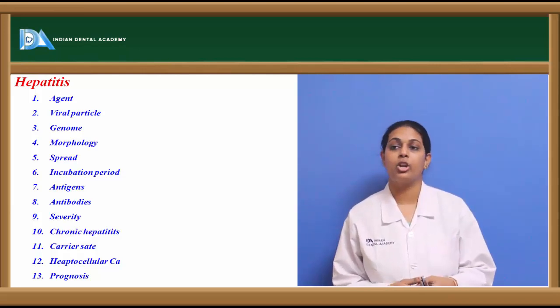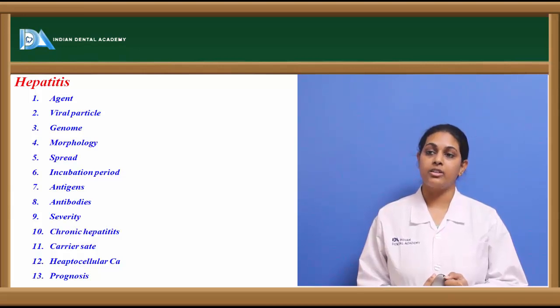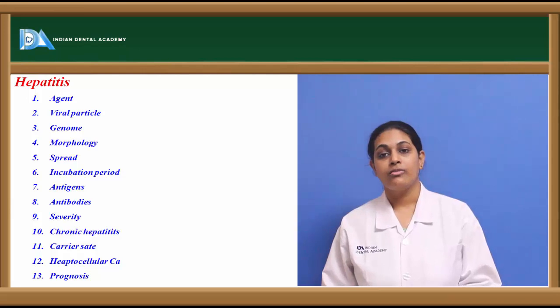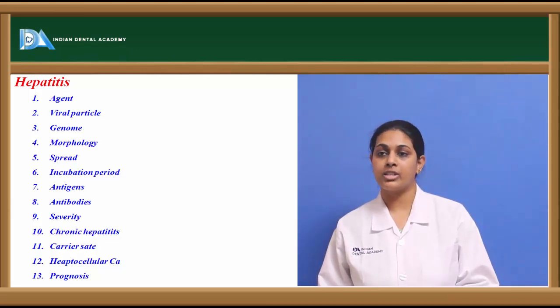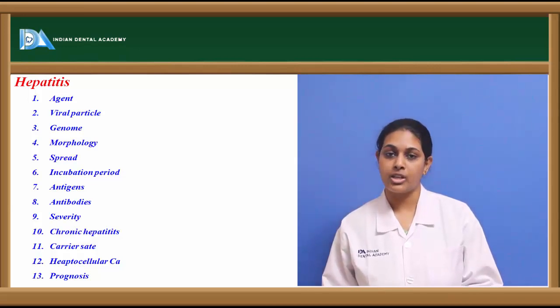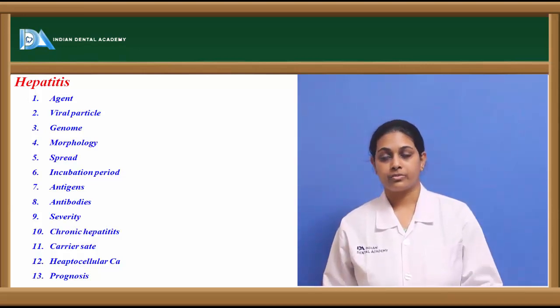Coming to the clinicopathological spectrum, there are various clinical patterns and pathological consequences. It is classified into 5 types. First is the carrier state, next is the asymptomatic infection state, next is acute hepatitis, next is chronic hepatitis, and the last one is fulminant hepatitis, also known as submassive to massive necrosis.